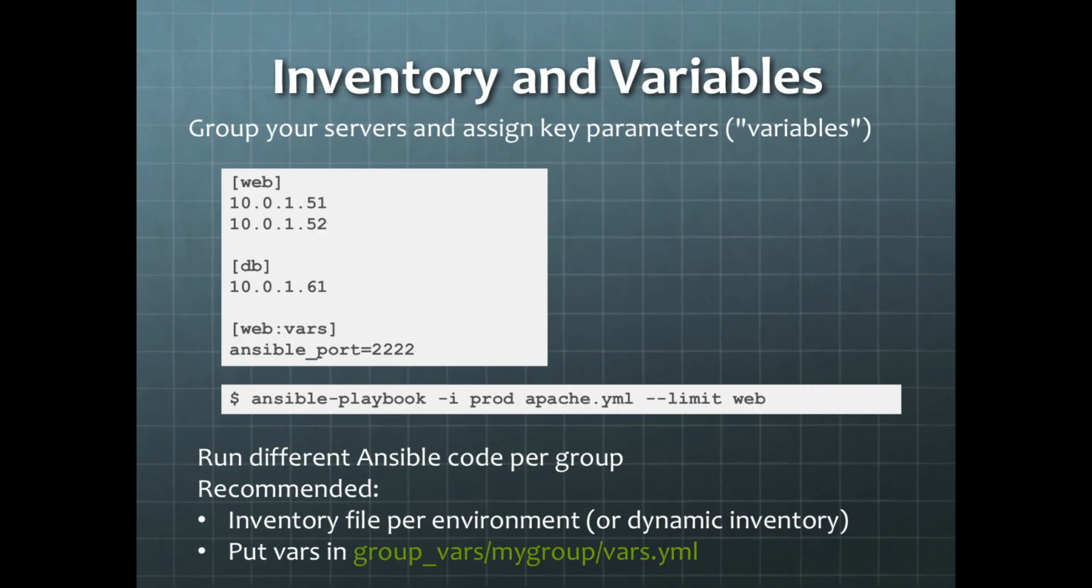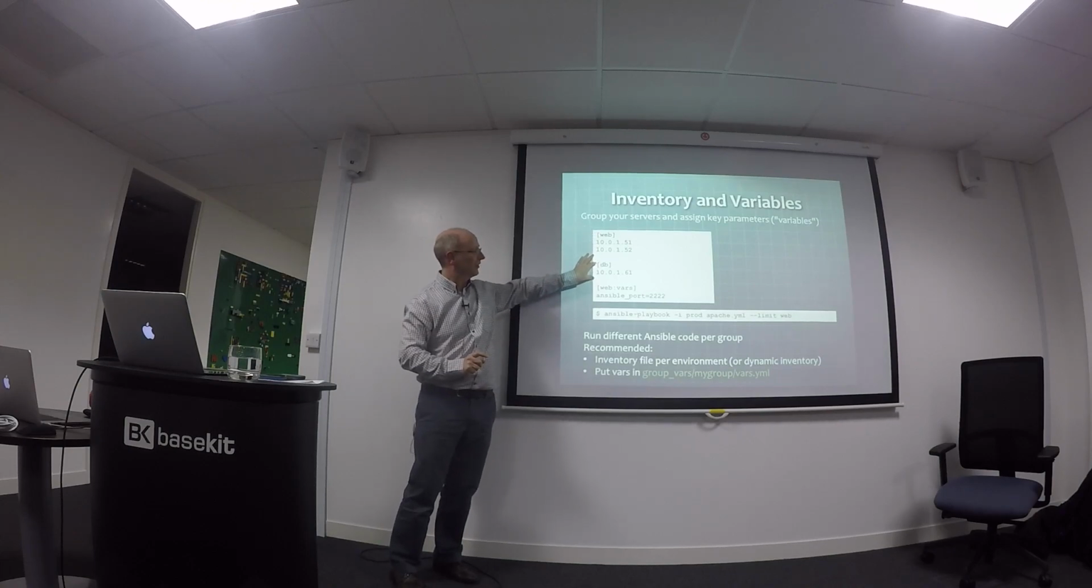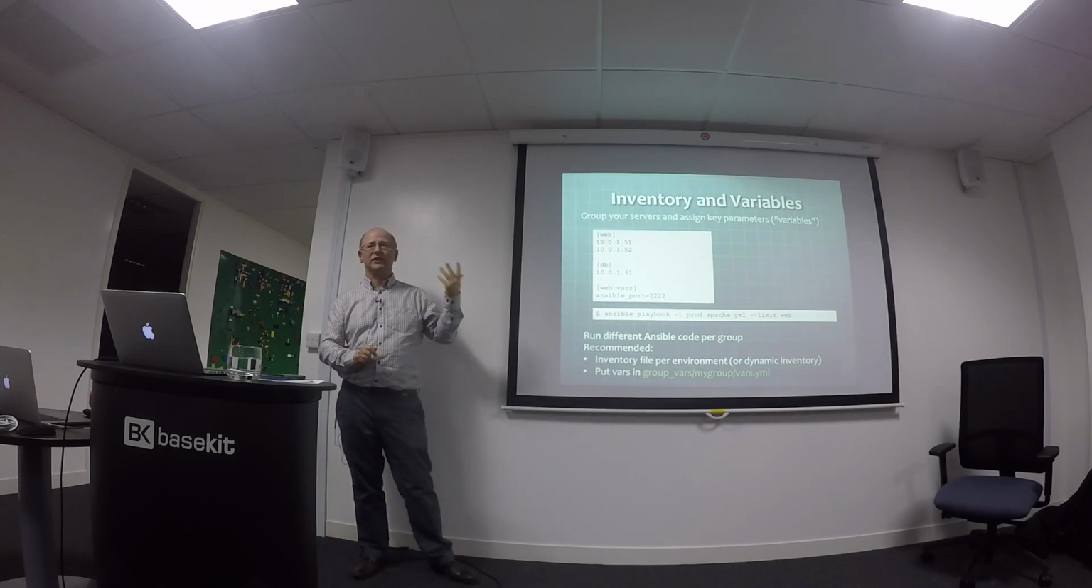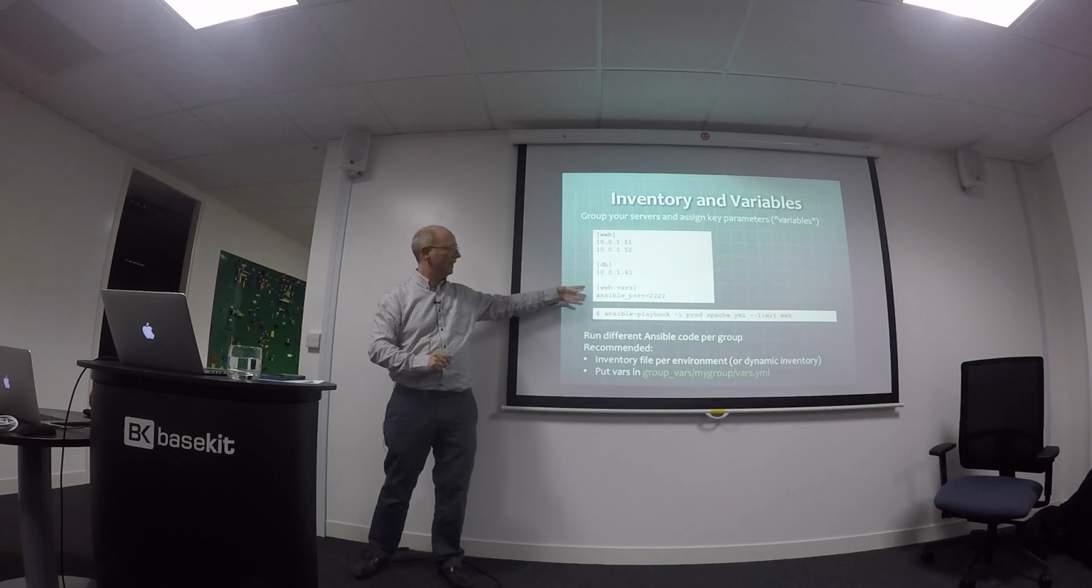Now the inventory is sort of fairly basic at this level. It's just a text file which is in the ini format. You've got a group called web and a group called db, and they do what you think. They're just a way of saying, I want to talk only to my DB servers or my web servers or whatever. You can also put in some variables.